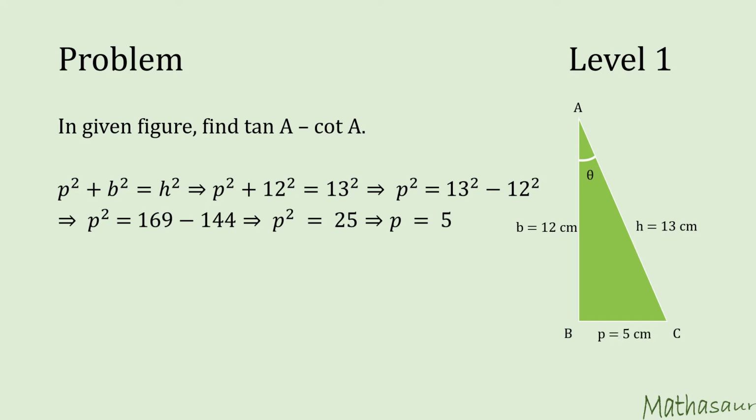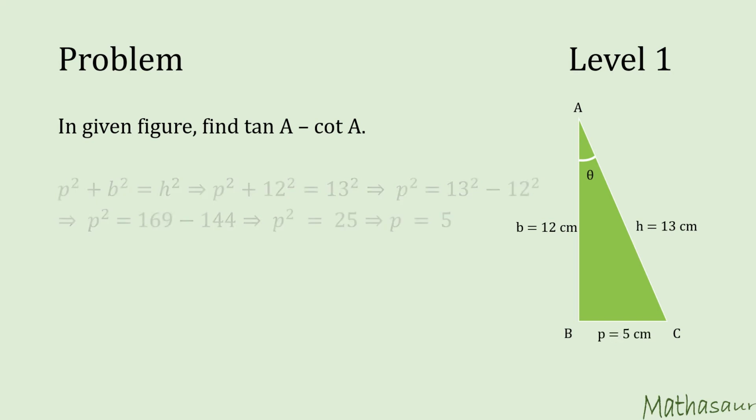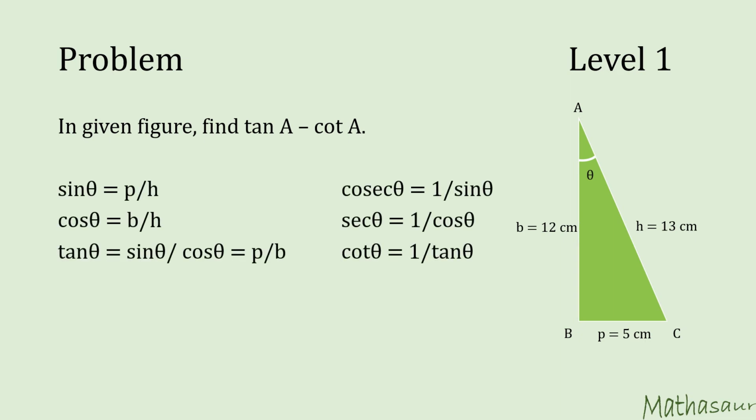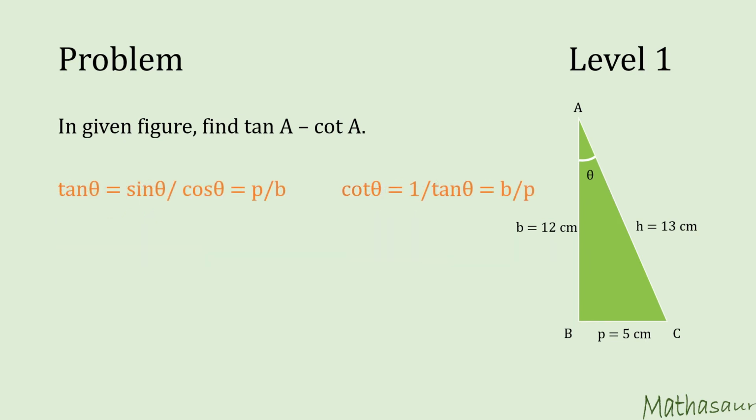Small p comes out as 5 centimeters. Now let us recall our trigonometric ratios. We want to find tan theta and cot theta. Now tan theta is small p upon small b and cot theta is the reciprocal of tan theta. So it would be small b upon small p.